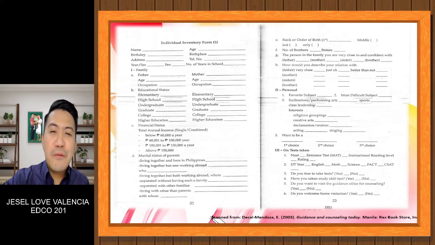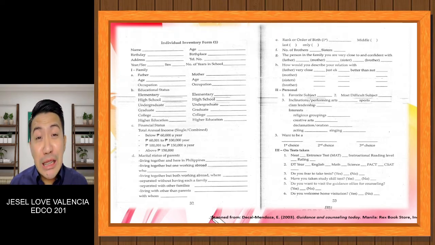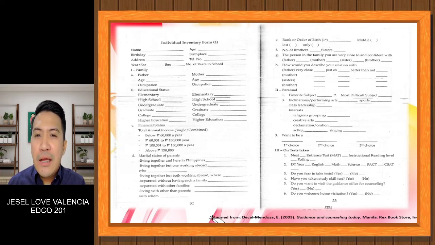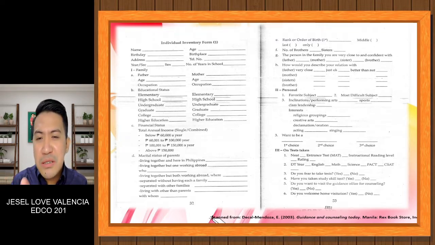So dito kami nag-based doon sa desisyon namin na i-change na yung title ng activity. Instead of family day, ginawa naming significant others day. So, laking tulong talaga ng individual inventory natin because we can determine the population, the ratio of our students with this category. So here we have the number of brothers, sisters, and then the person in the family are very close and confident with. So ito, lumalabas din ito sa ibang individual inventory na ipapakita ko sa inyo.